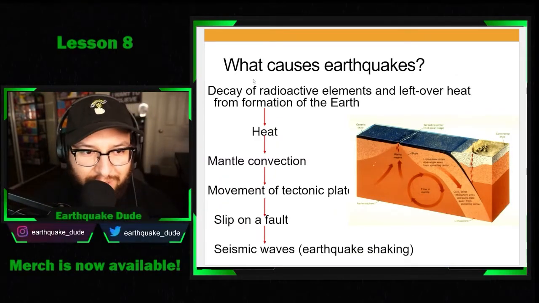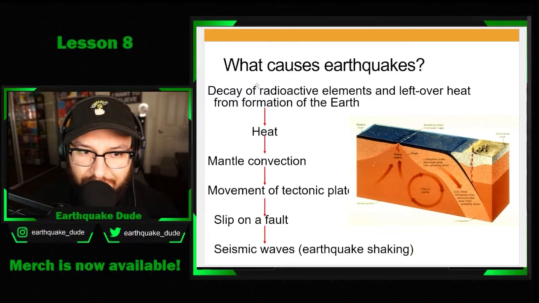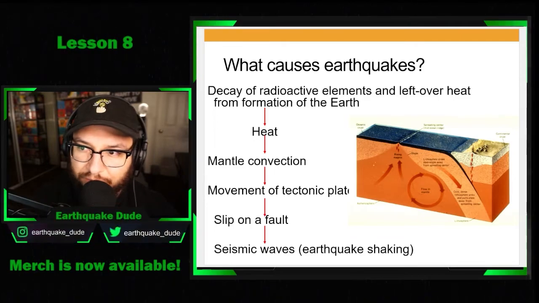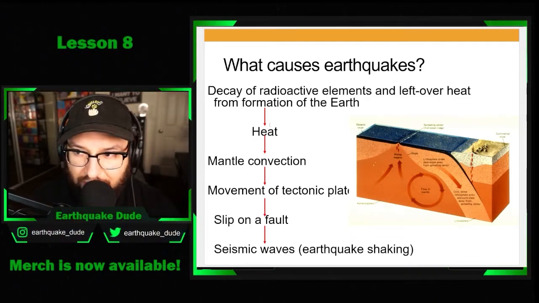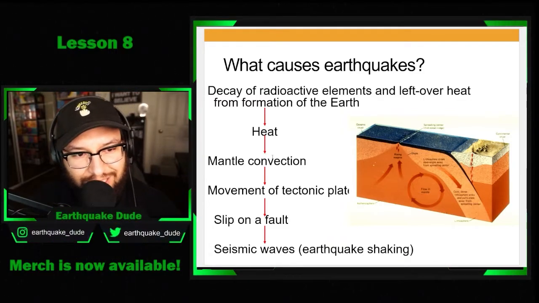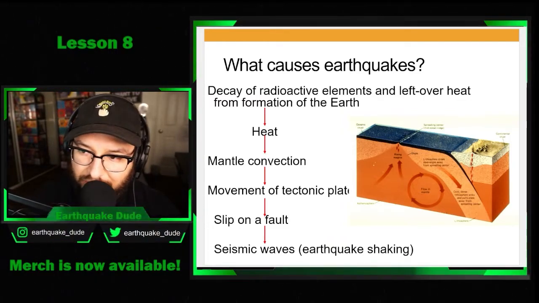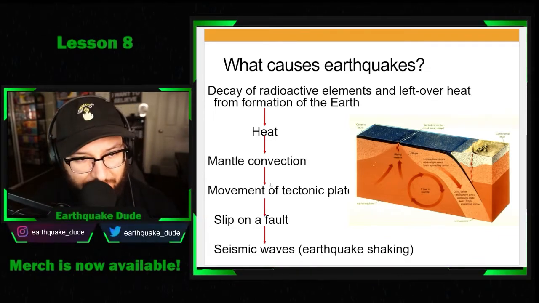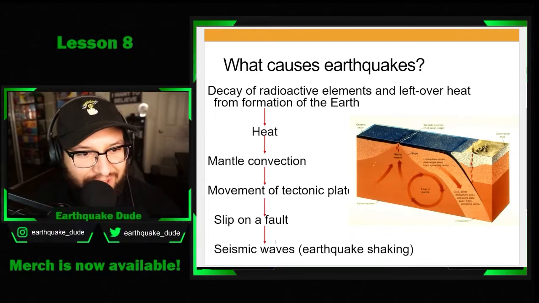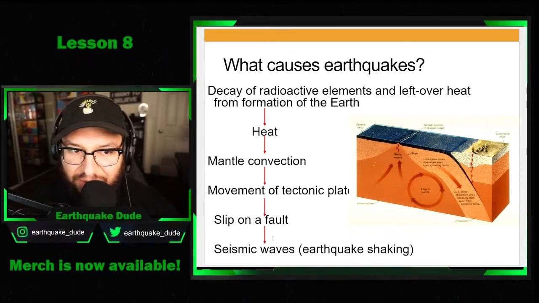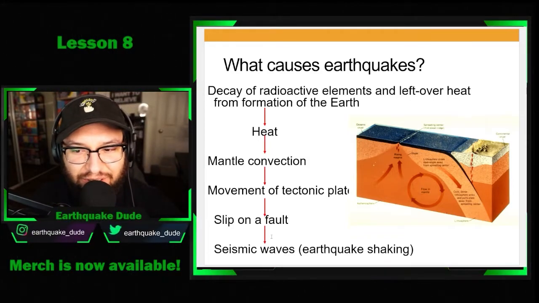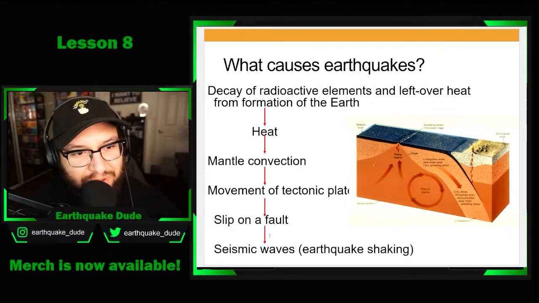So ultimately, what causes earthquakes? It starts with the decay of radioactive elements and the leftover heat from the Earth, which creates heat. And then that heat warms up the mantle and creates these mantle convection cells, which then cause the movement of tectonic plates, which then creates slip on a fault, which then creates the earthquake and the seismic waves that you feel when an earthquake occurs. And that is the cycle of life of how earthquakes are made.